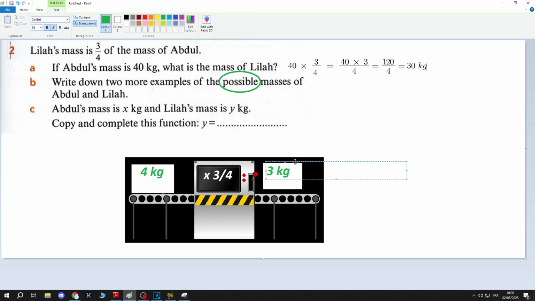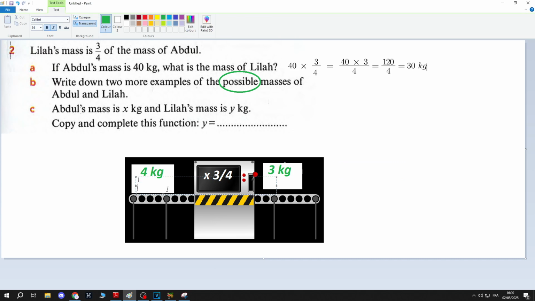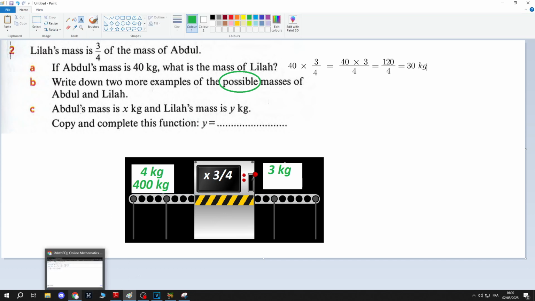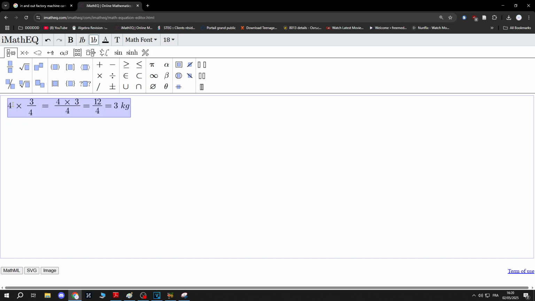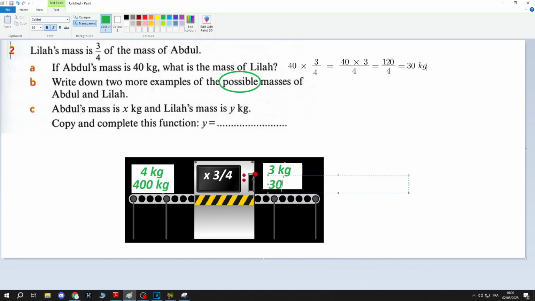And let's pick another absurd value for the fun of it. Let's say Abdul weighs 400 kilograms. He got bored with his diet, so now he decided to eat as much food as he can. But it would still go through the same process. So 400 multiplied by 3/4 would be 400 times 3 divided by 4, which would be 1200 divided by 4, which should give us 300 kilograms. So Lila's mass is 300 kilograms when Abdul's mass is 400 kilograms.